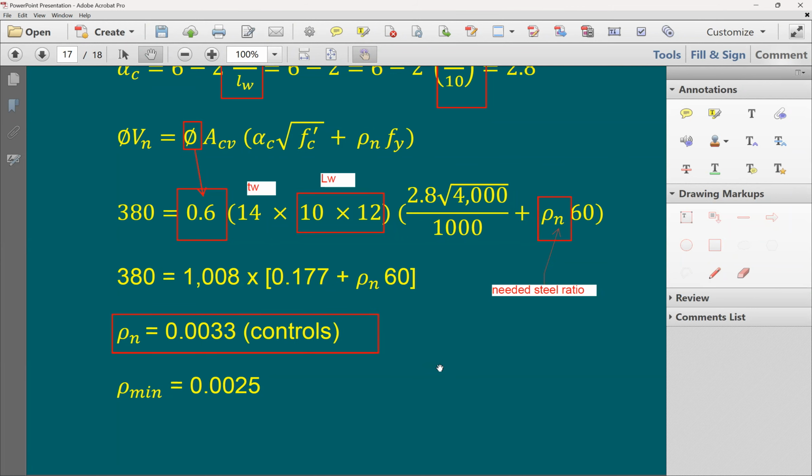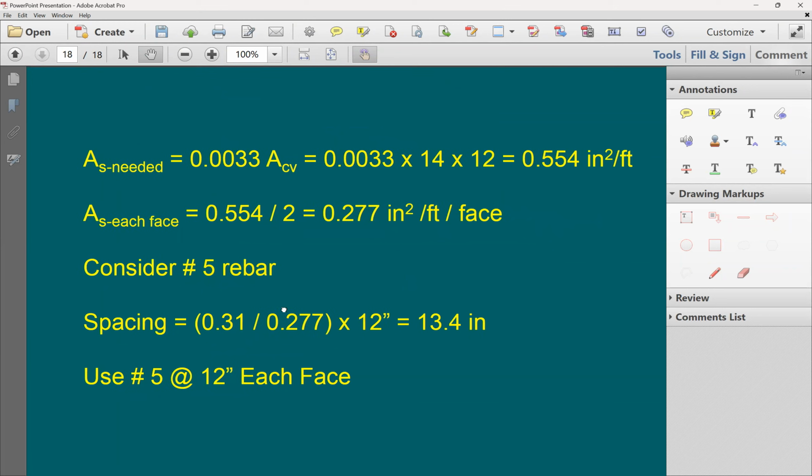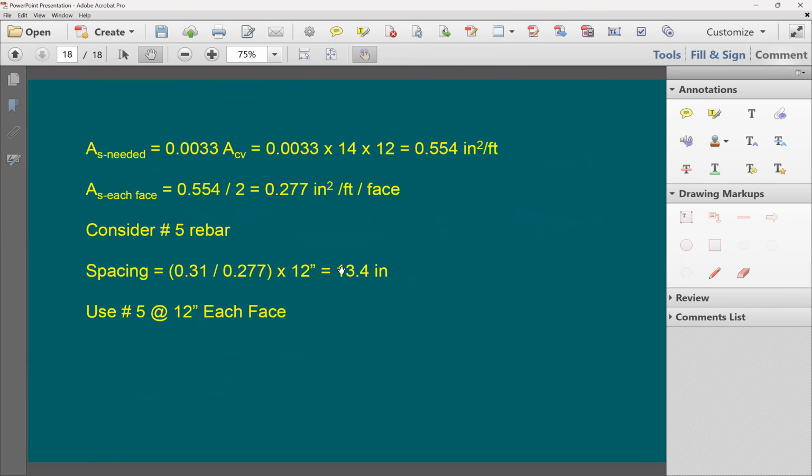So let's see how I can use this. The As needed is going to be equal to the steel ratio multiplied by the cross-section area of the wall. Wall thickness is 12 inches. I'm going to be taking just a foot of the wall, so this is going to be 12 inches. I'm going to say a 12 inch strip.